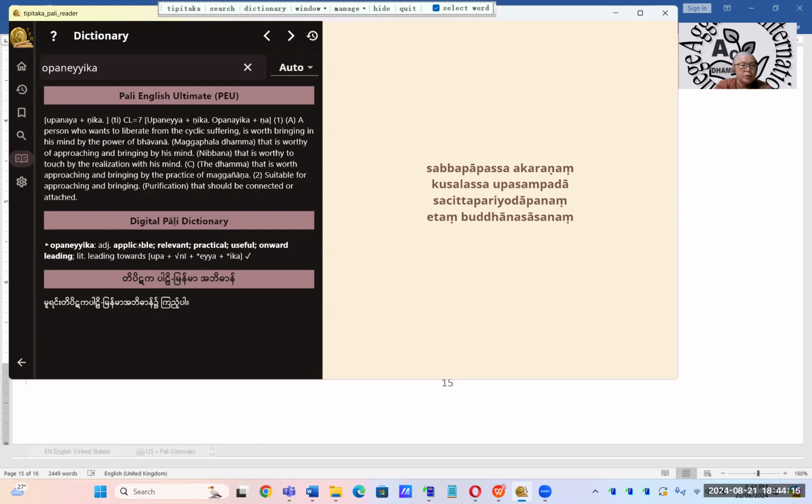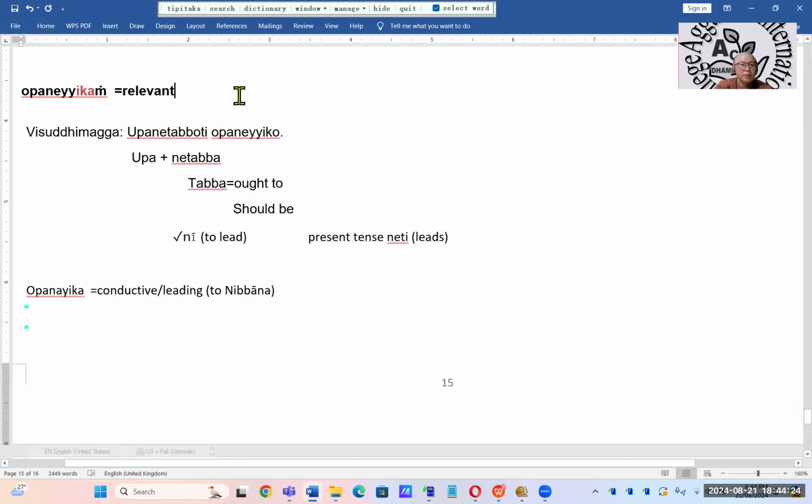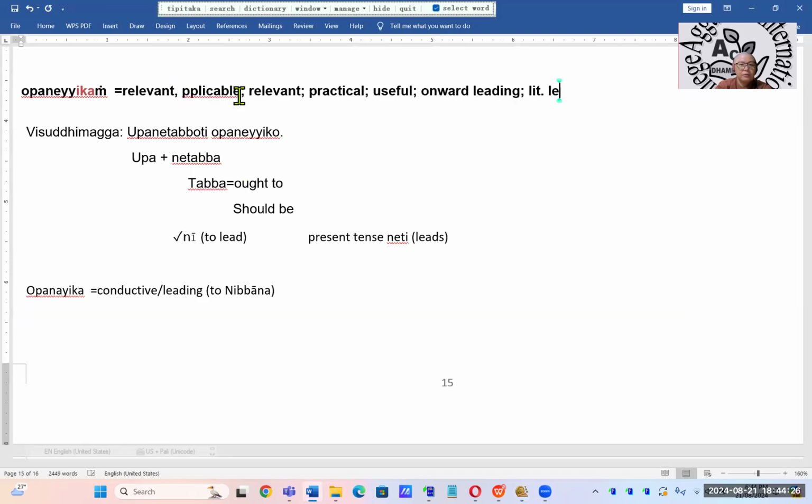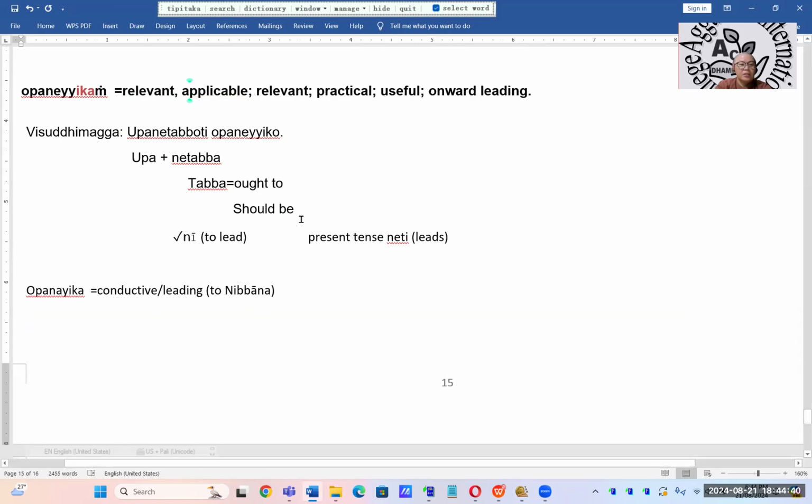Okay, so relevant, practical, useful, onwards leading. So there are other translations here. So maybe you can put here. So I think I prefer this translation, leading to Nibbana. It's clearer here. Because when we say relevant, it's very kind of like the coverage is too big, right?